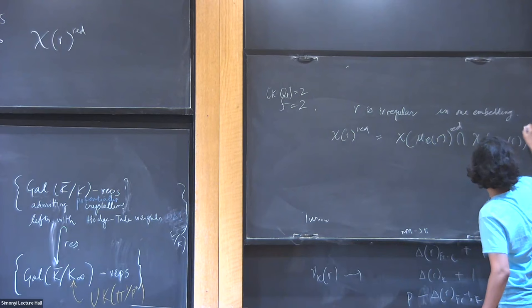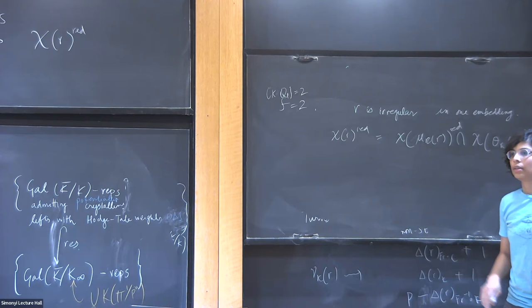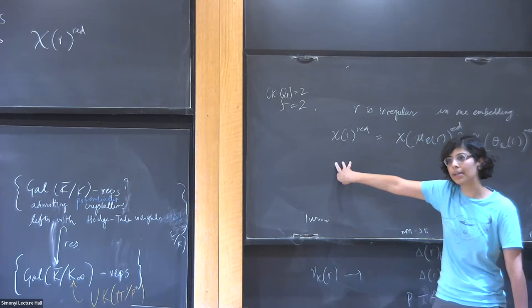You can take any two of your favorite things, and this equality will hold. So you can replace this by theta and nu, this can be replaced by mu and nu, whatever, and you'll always get this equality.